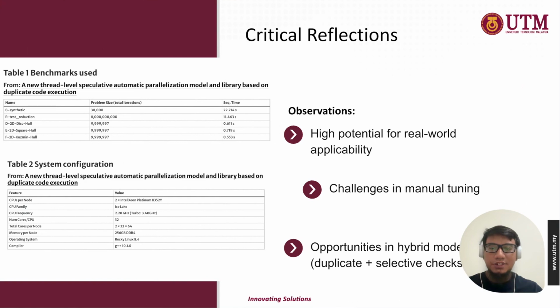The critical reflections. Observation from this paper: it has high potential for real-world application, but it has challenges in manual tuning, and of course, it has opportunity for a hybrid mode with duplicate and selective checking. The benchmarks used here are in this table, along with the system configuration.